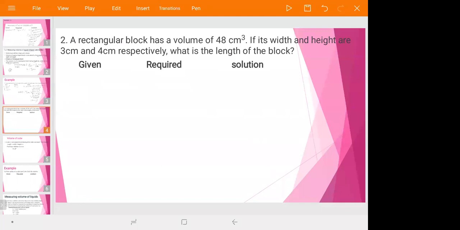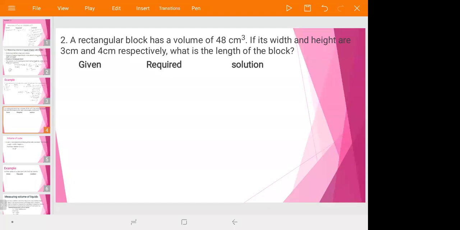Okay. The second question. A rectangular block has a volume of 48 centimeter cube. If its width and height are 3 centimeter and 4 centimeter respectively, what is the length of the block? Try this one by yourself, okay? I think this one is very easy. You can do it by yourself, or let us see together.